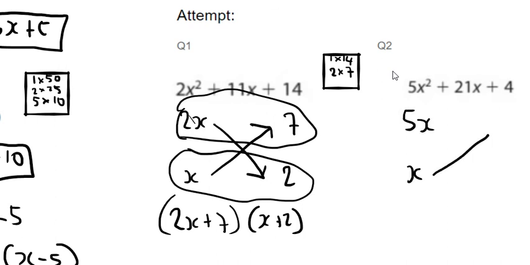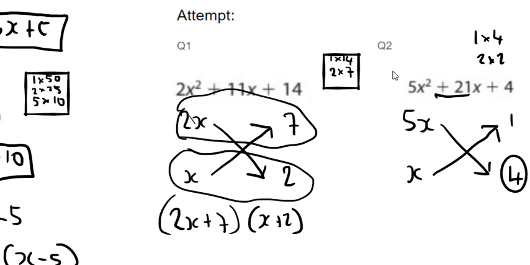Question 2 then. So because 4 is on the end here, I can only have 1 times 4 or 2 times 2. So it has to be one of those combinations. Because we've got 21 here, it's going to be 4 here and 1 here, because we'll need something big to multiply by the 5 to get it up to 20 from the numbers that we have. So 5 times 4 then turns this into a 20, and then you're adding on a 1 here, so that's 21. So that's what we want. So my brackets here are 5x plus 1, x plus 4.